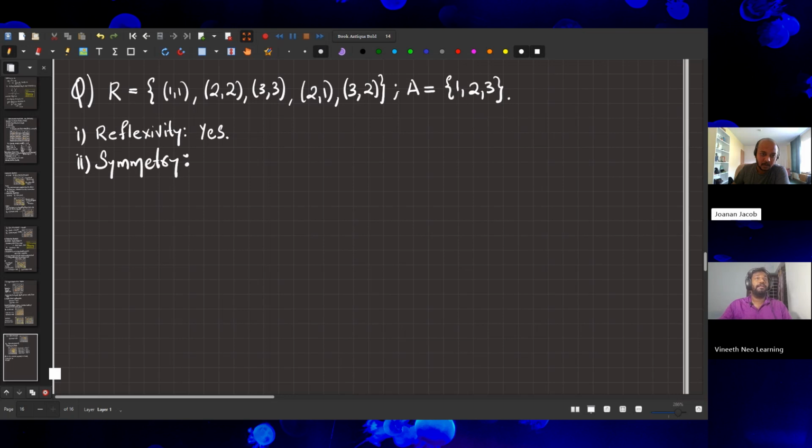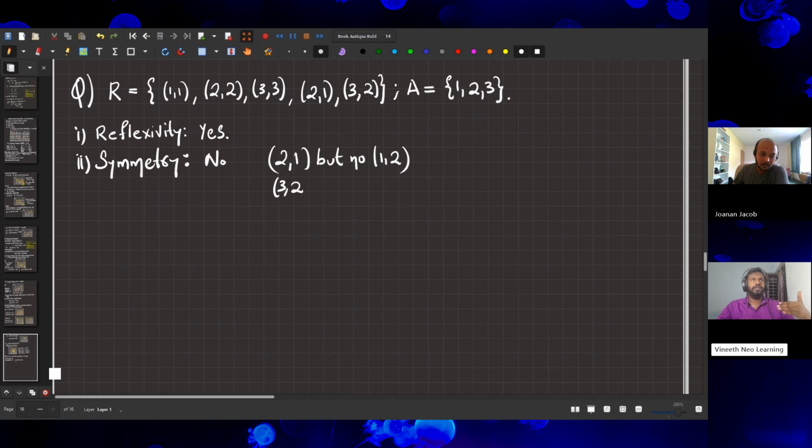I don't think it's symmetric. Correct. It's not symmetric because here (2,1) is present, but (1,2) is not present. Its diagonally opposite element is not present. Similarly, (3,2) is present, but (2,3) is not present.